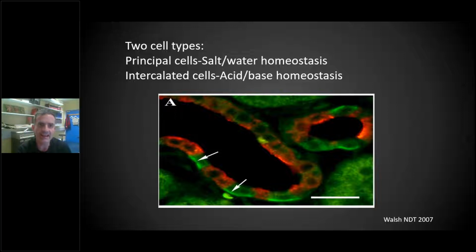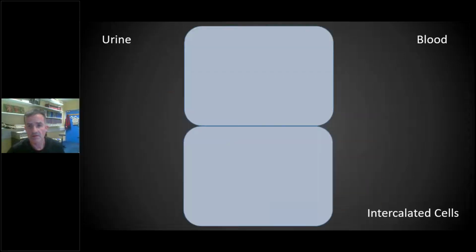But intercalated between these principal cells are the intercalated cells, and these cells are involved in acid-base homeostasis. This image shows immunofluorescence microscopy, showing in red antibodies against aquaporin 2, and in green antibodies against anion exchanger 1. So the green cells are the intercalated cells, and the red cells are the principal cells.